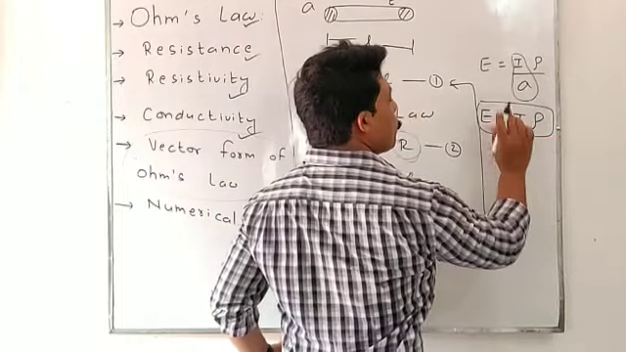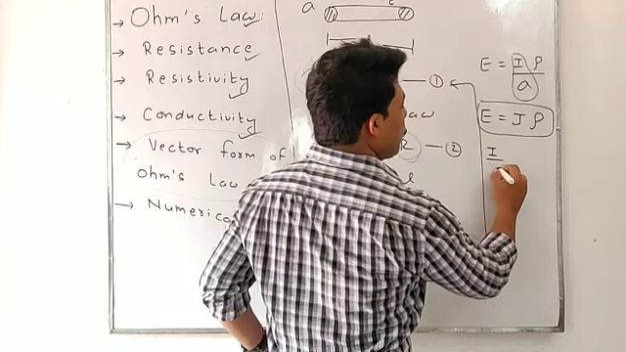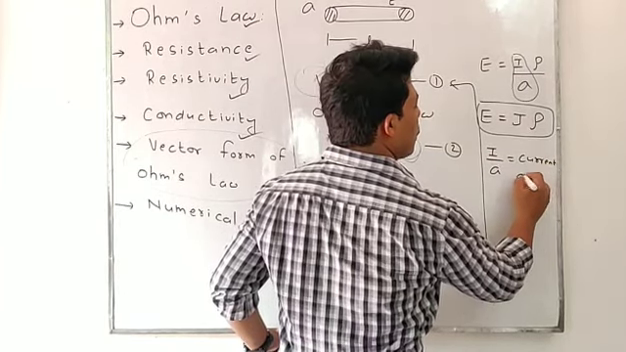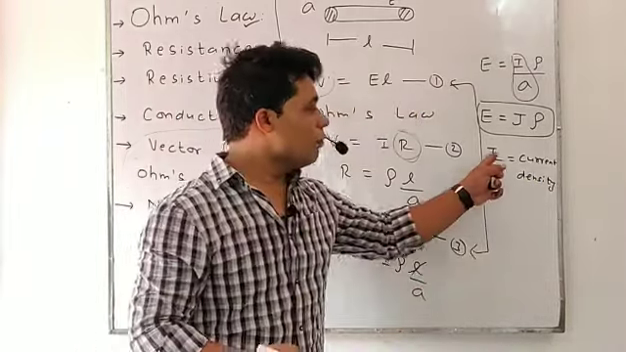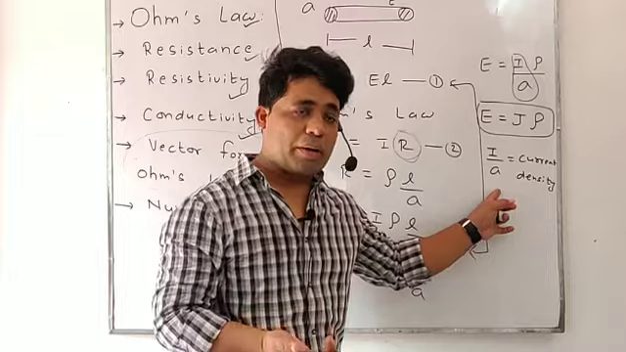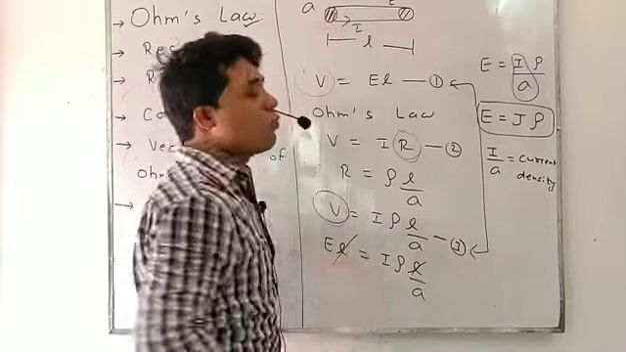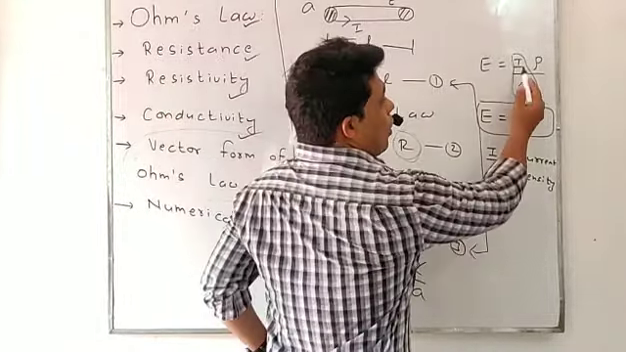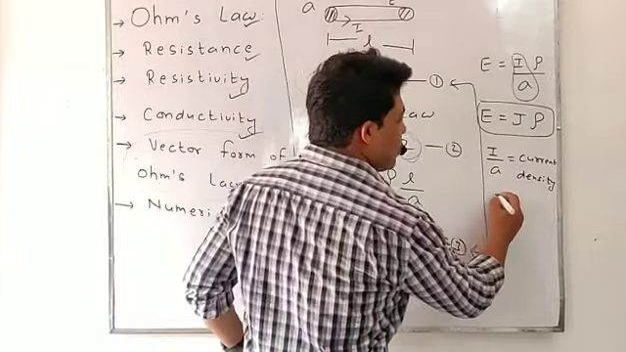So we got the first form. I want to make clear what I did. Here we make one change: I upon A is said to be current density. The amount of current that flows per unit area of cross section of the wire is said to be current density. So I upon A becomes J, the current density.